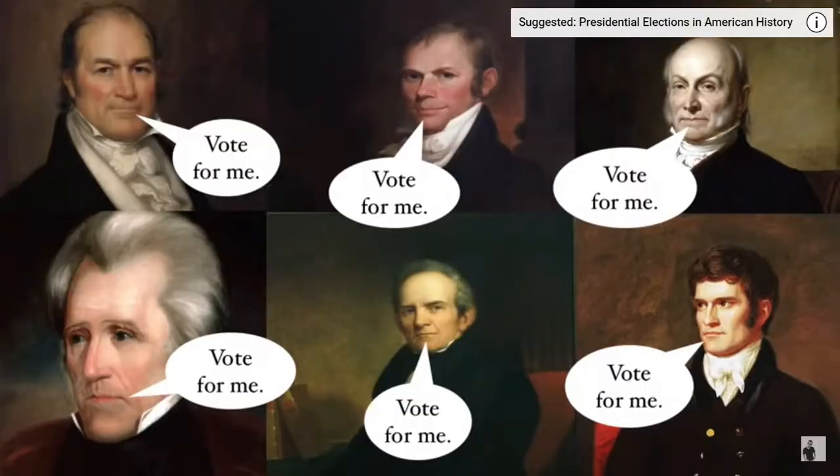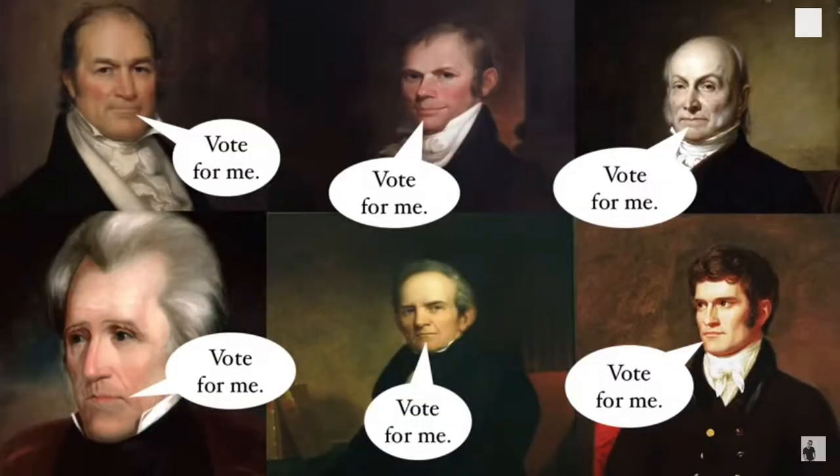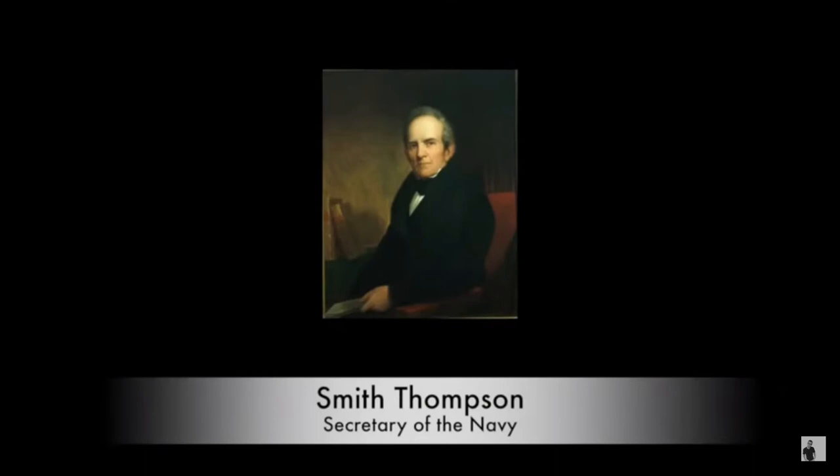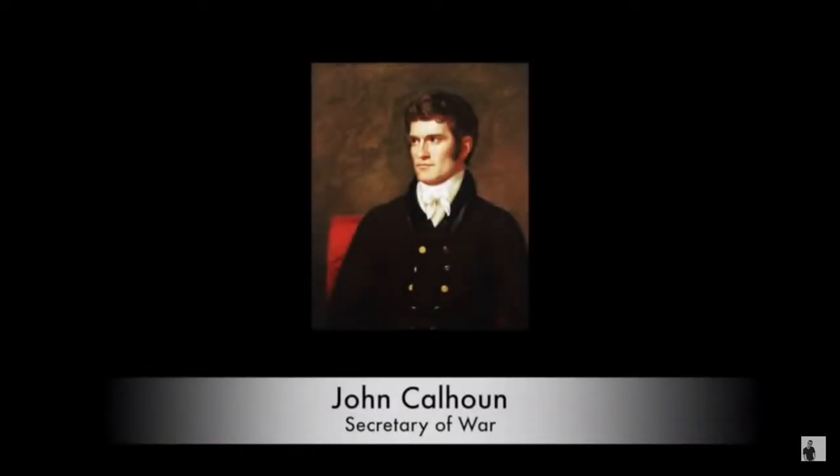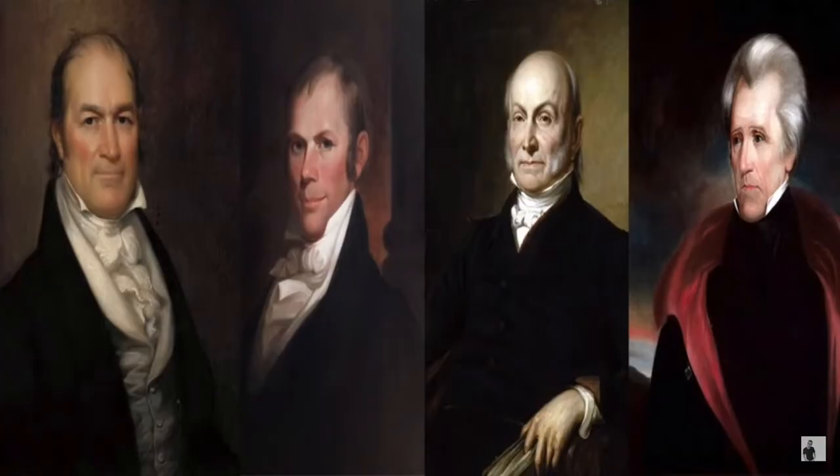There were originally 6 Democratic Republican candidates who stood out. There was Smith Thompson of New York, who was the Secretary of the Navy. Seeing he had no chance against stiff competition, he ended up withdrawing from the race. Next up was John C. Calhoun of South Carolina, who was the Secretary of War. He also dropped out of the race later when he realized he didn't stand a chance. That left 4 other candidates who did stick it out.